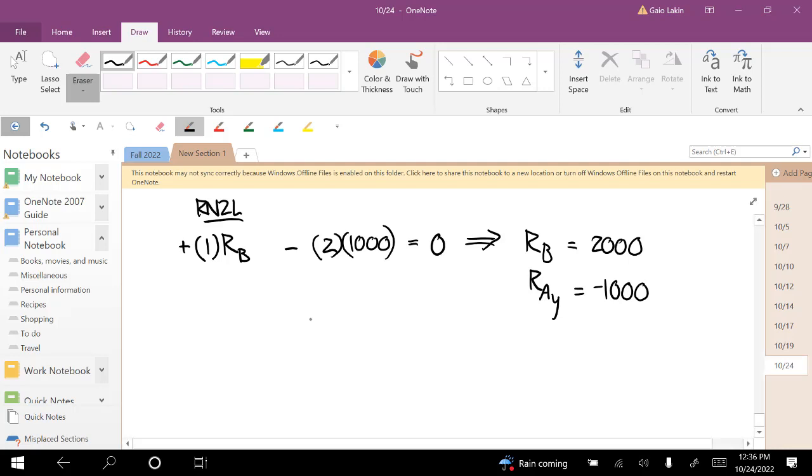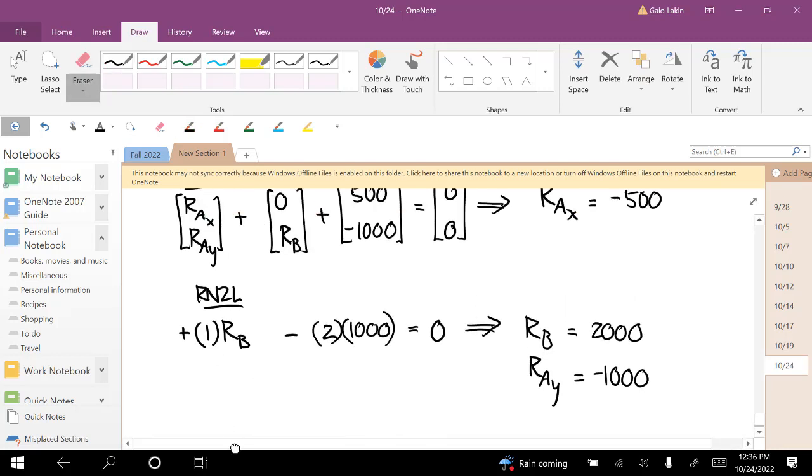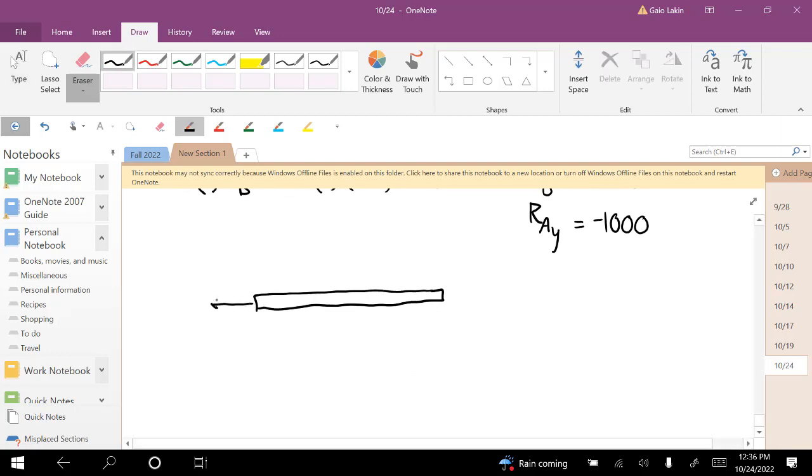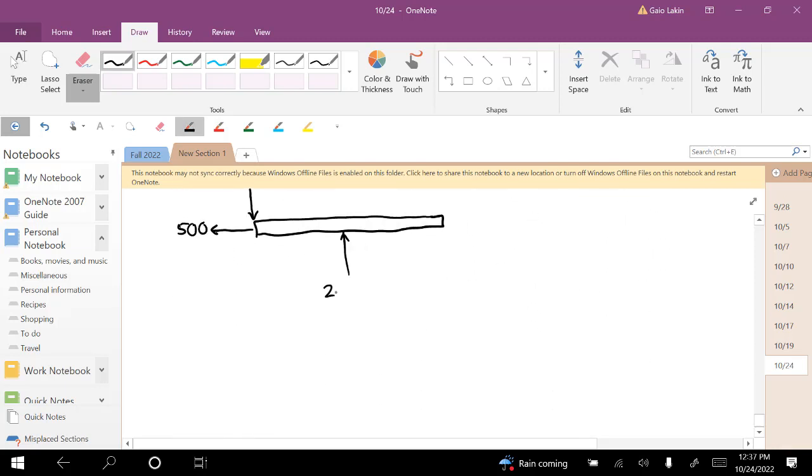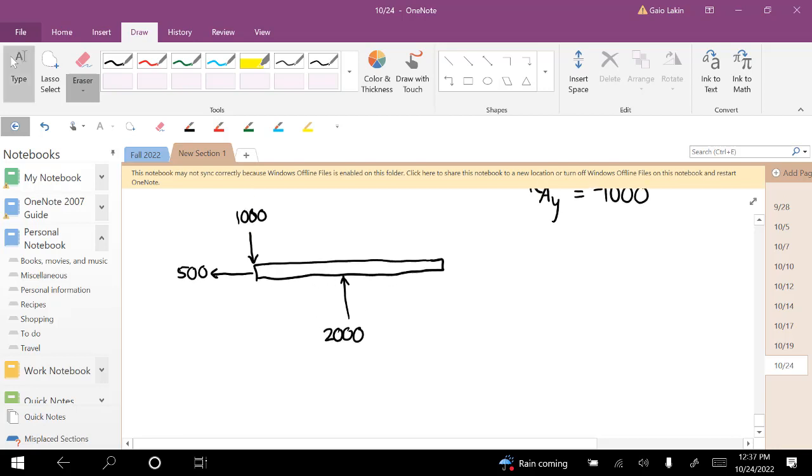Okay, so now if we plug these values back into the free body diagram, we have RAX this way at 500, RAY this way at 1,000. The roller force, RB, is up at 2,000. And then on the right end, we have the 500 and the 1,000.